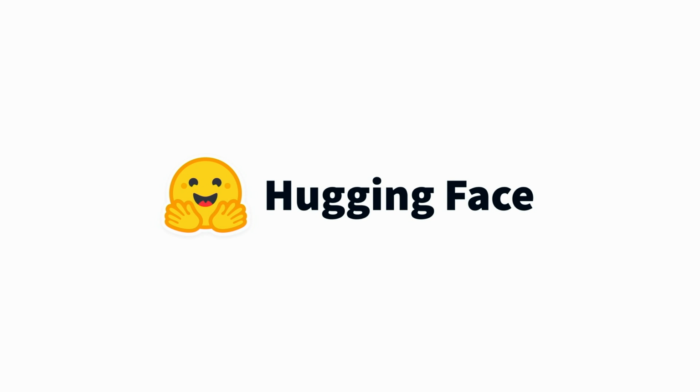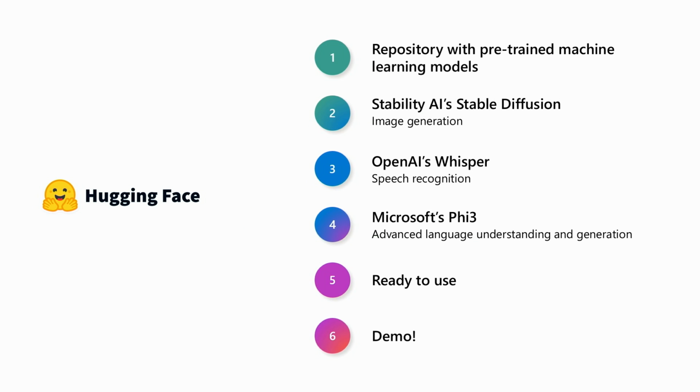Hugging Face is a community website, pretty much a huge repository with pre-trained machine learning models. It has pretty much anything that you would like. It has Stability AI Stable Diffusion for image generation. It has OpenAI's Whisper, which is a very tiny model for speech recognition. And of course, Microsoft's Phi-3 for advanced language understanding and generation. They're completely ready to use. Most of them have an ONNX version, so you can literally just download it. And let's actually go for a quick demo.